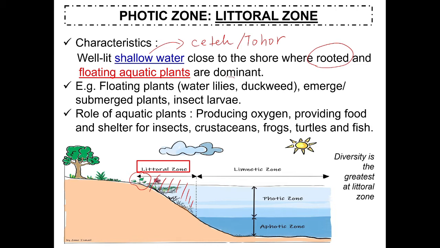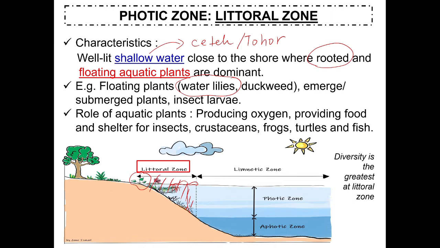Floating plants such as water lilies can float, but their roots are attached to the soil. We can also find duckweed that is fully floating with roots submerged in the water. There are also insect larvae inhabiting the area. For example, dragonflies lay eggs on the surface of a leaf, and then the eggs hatch and produce larvae. For example, with mosquitoes, the jentik-jentik are insect larvae.